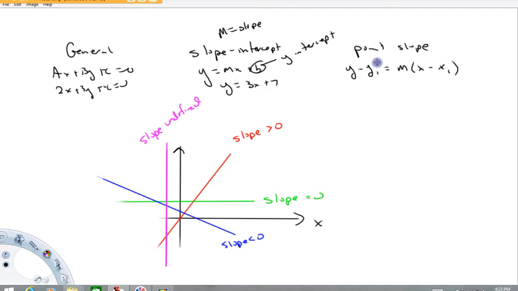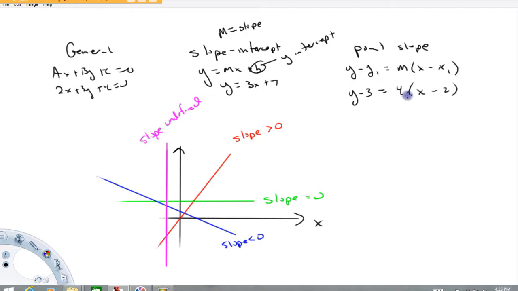And then you've got what's called point-slope form, which looks like y minus y1 equals m times x minus x1. An example of that would be something like y minus 3 equals 4 times x minus 2. So these are all just different ways to write a line. This is what I call the general way to write a line, slope-intercept form, which again is by far the most useful, and then the point-slope form.